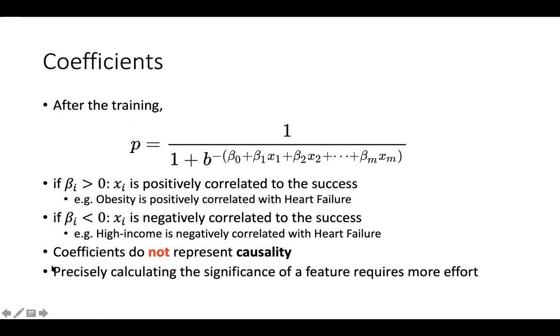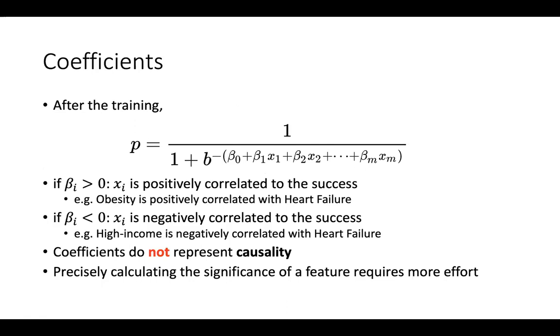Yeah. So again, precisely calculating the significance of a feature. Whether it is positively correlated or negatively correlated, you can simply look at the coefficients and tell that feature x1 is positively correlated to the outcome and x2 is negatively correlated to the outcome. But how important each feature is is a bit more complicated. You can still do this, but it needs a bit of computation.